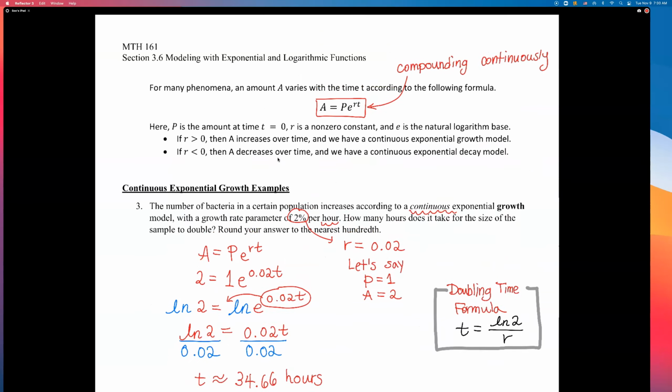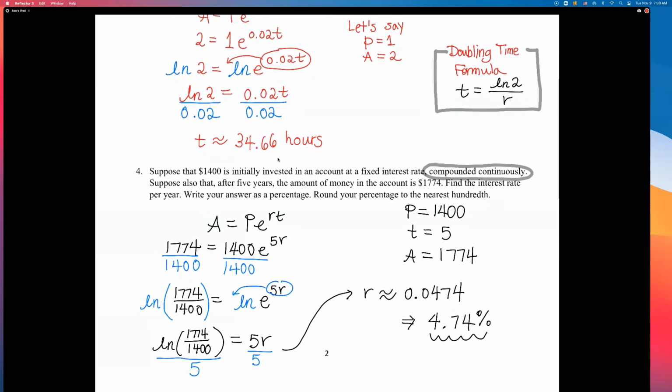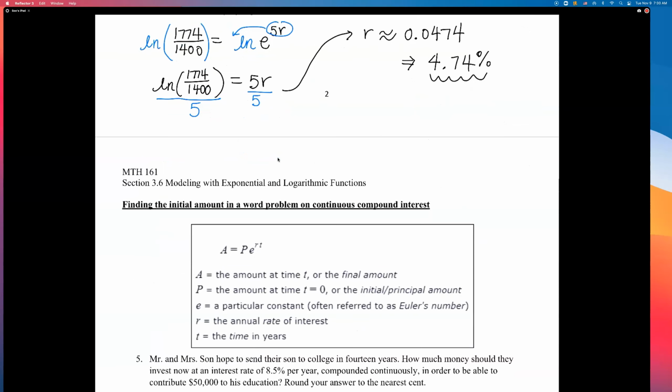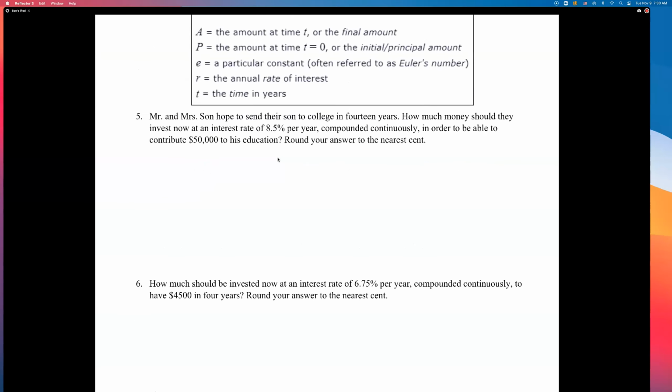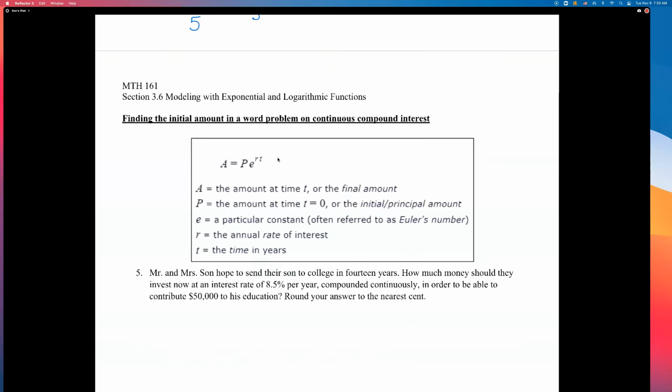Because I went over 2 examples here, I will go ahead and stop this video, and I'll come back and show you how to do very similar problems, but asking in slightly different ways.